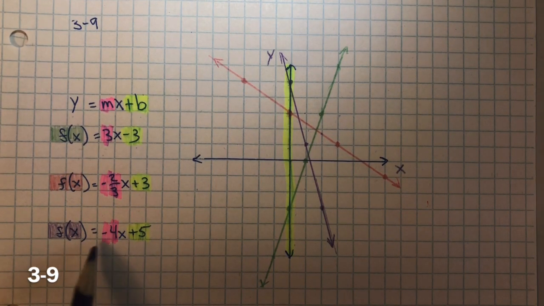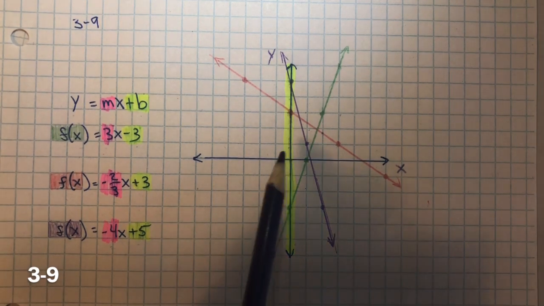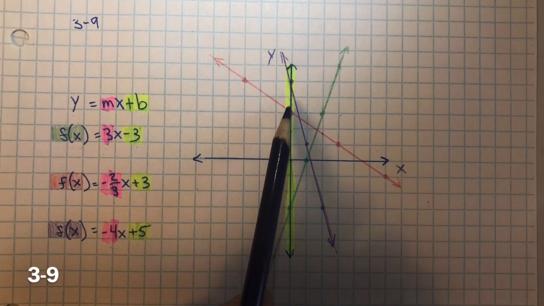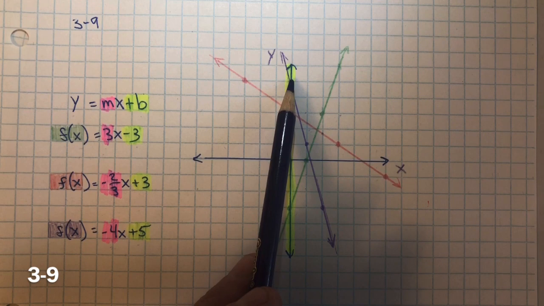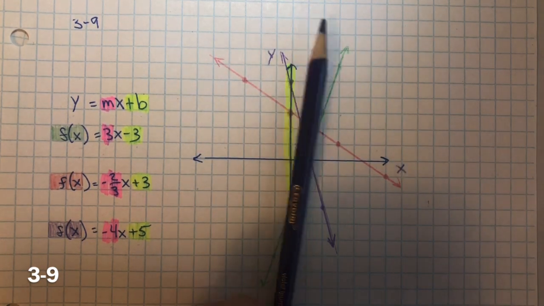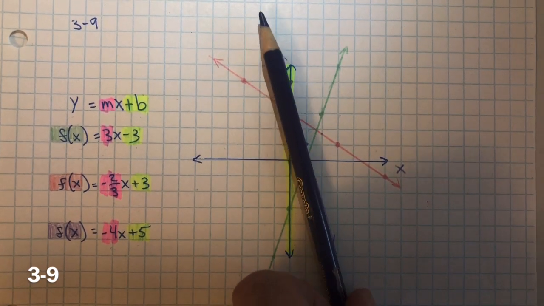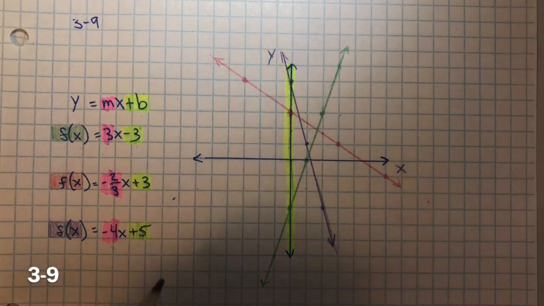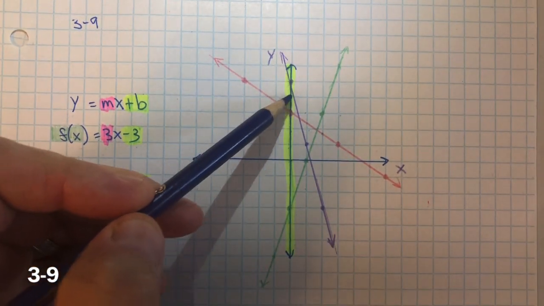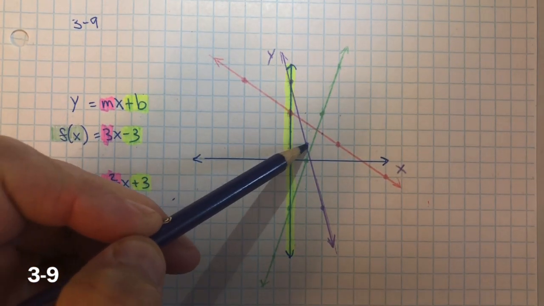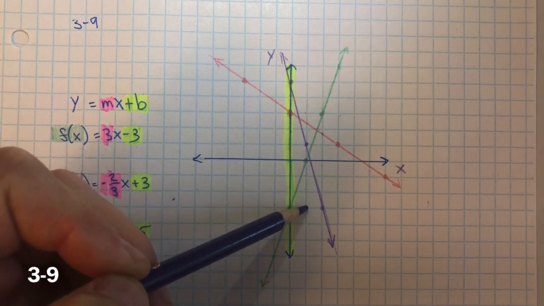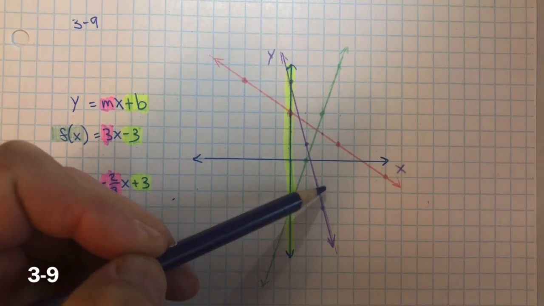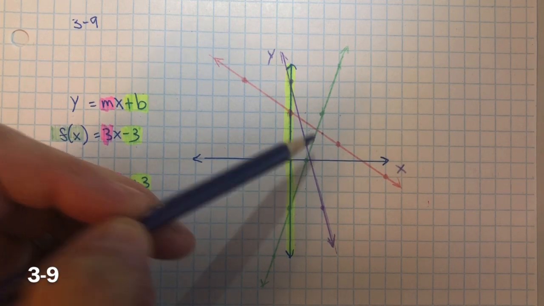The last function also has a negative rate of change or slope, -4, and its y-intercept is at +5. So we have +5, there's our y-intercept. And it has a negative slope, so it's going to be slanting towards the negative x values. And it's -4, +1. Or +4, -1.